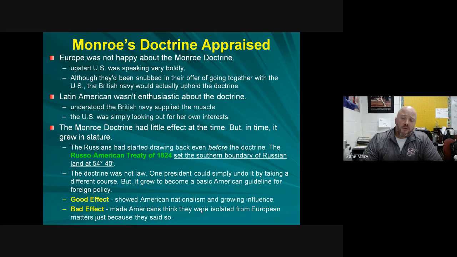The good effect of the Monroe Doctrine is that it showed American nationalism. It showed that we had a growing influence on the world stage. A bad effect is that it made Americans think that they were isolated from what was going on in Europe just because our government had said, we don't want to be involved there. We don't want you involved here.